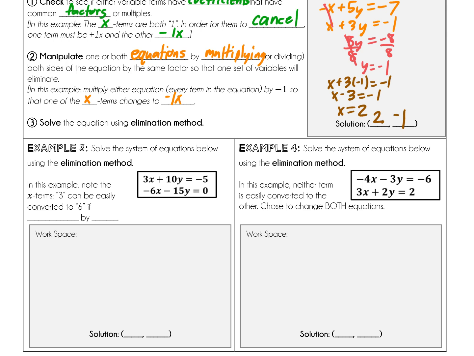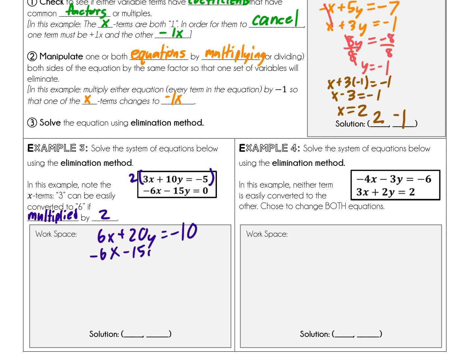Let's look at example 3 and solve the system of equations below using the elimination method. Our system is 3x plus 10y equals negative 5 and negative 6x minus 15y equals 0. In this example, let's look at the x terms. 3 can easily be converted to 6 if it is multiplied by 2. That means we can multiply the entire top equation by 2 to get 6x plus 20y equals negative 10. Leave negative 6x minus 15y equals 0 alone.